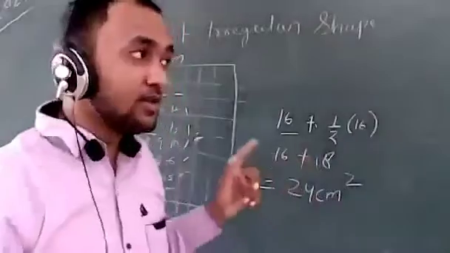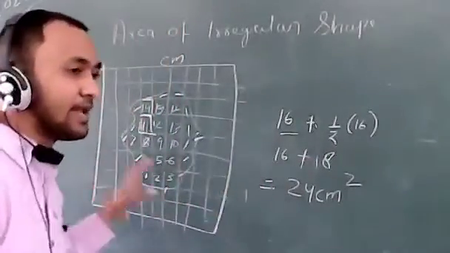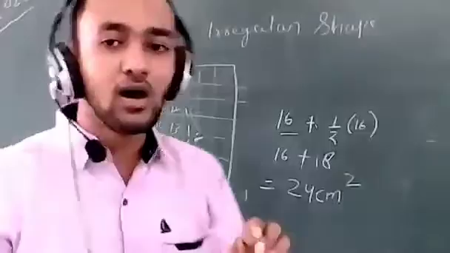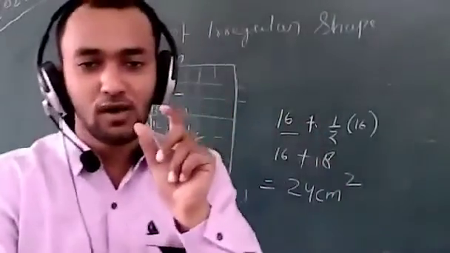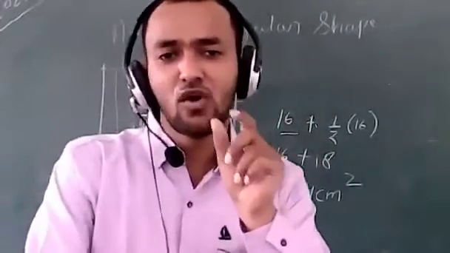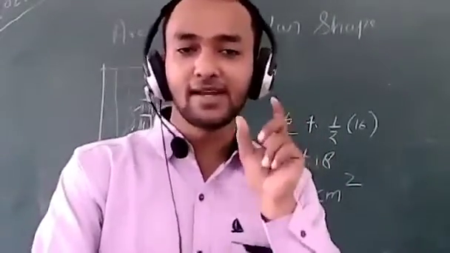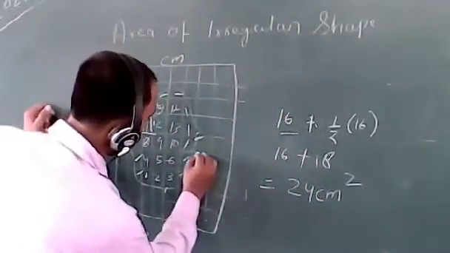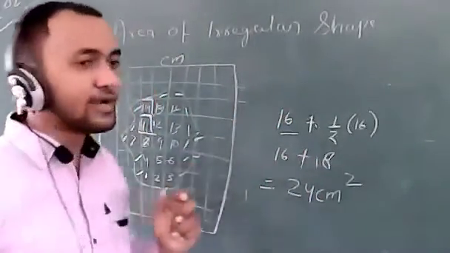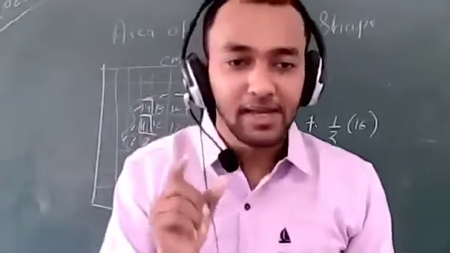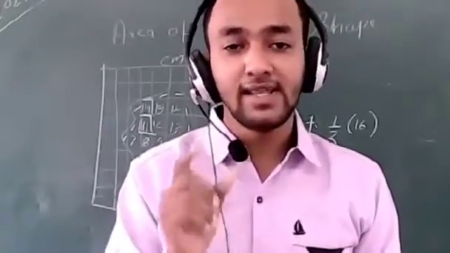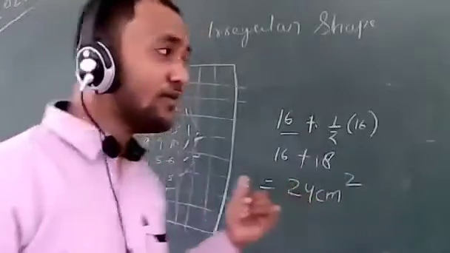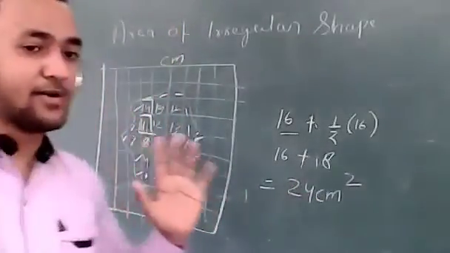For calculating the area of bigger leaves, like peepal leaf or banyan leaf, we will take centimeter graph paper, and for calculating small leaves, like a rose leaf or any flower leaf, we will take millimeter graph paper. Millimeter graph paper is even smaller, just like this. So for small leaves we take millimeter graph paper, and for bigger leaves, like peepal and banyan, we take centimeter graph paper.